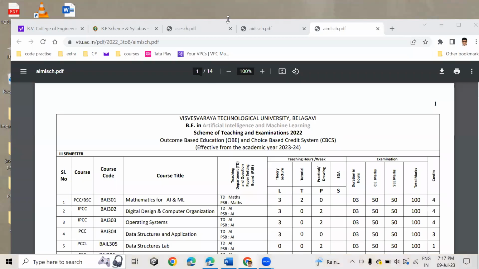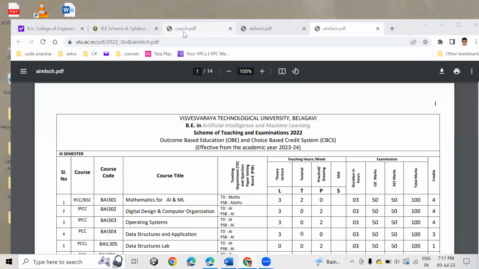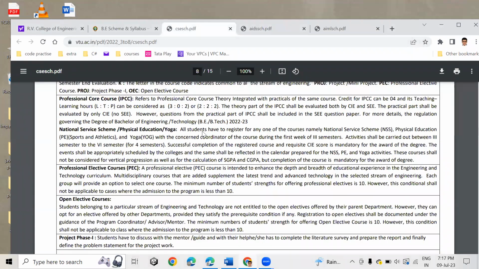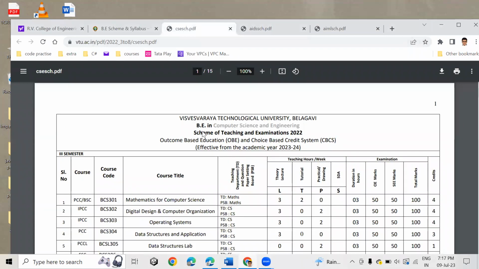Hello friends. So today I will be discussing the difference between BTech in computer engineering and BTech in AI and ML and AI and DS engineering. So here I've taken the scheme for all the BTech syllabus.